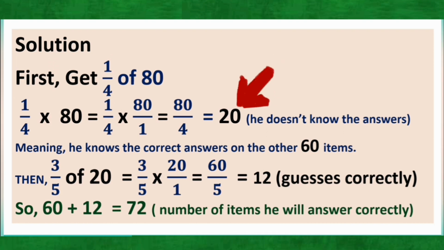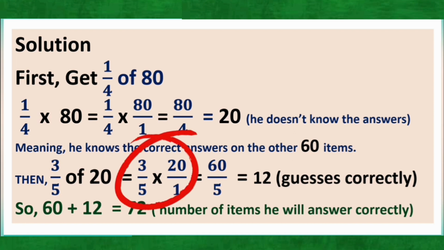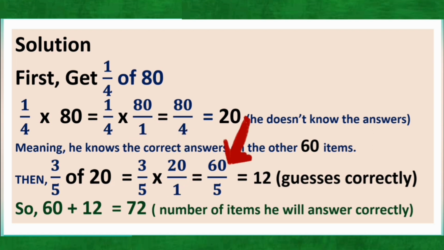RJ doesn't know the answers on these 20 items, meaning he knows the correct answers on the other 60 items. Now to get the number of items that he guesses correctly, multiply 3/5 to the number of items that he doesn't know the answers. That is 3 over 5 times 20. 3 over 5 times 20 is equal to 60 over 5. Now 60 divided by 5 is equal to 12. So 60 plus 12 is equal to 72. This is the number of items he will answer correctly.